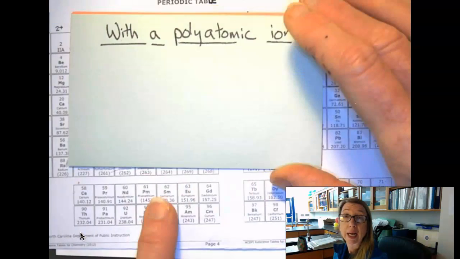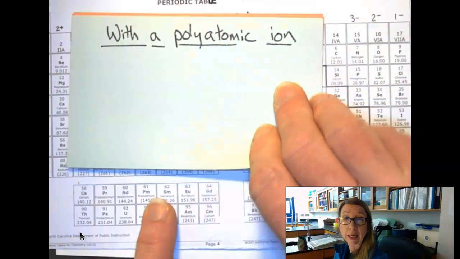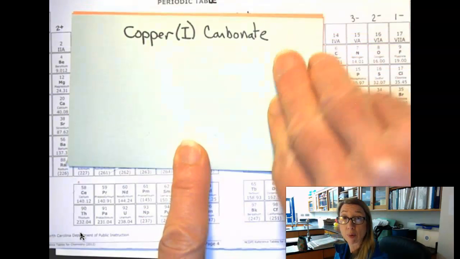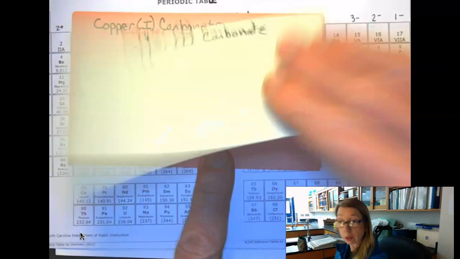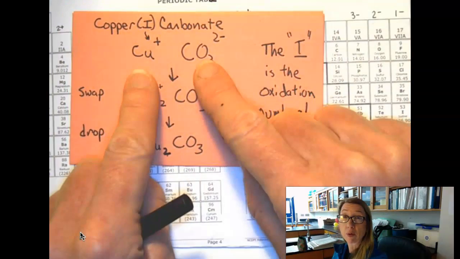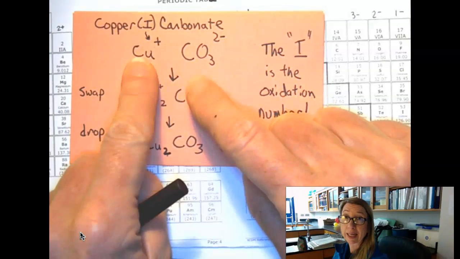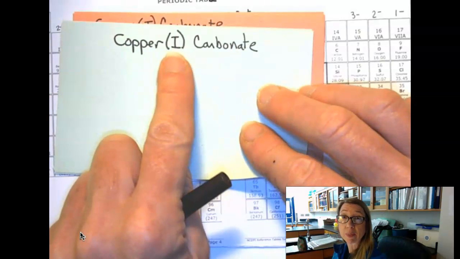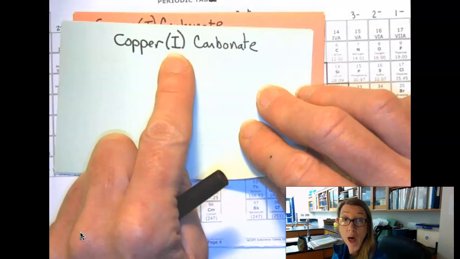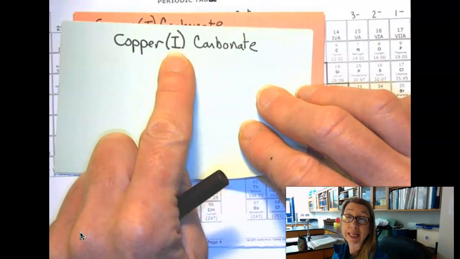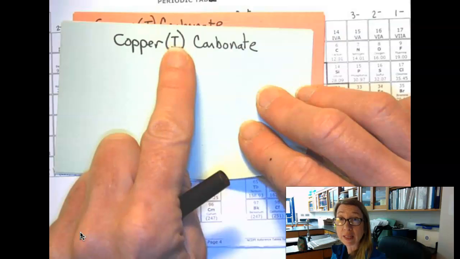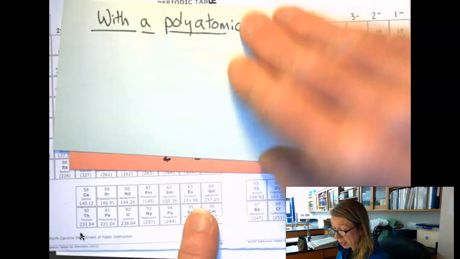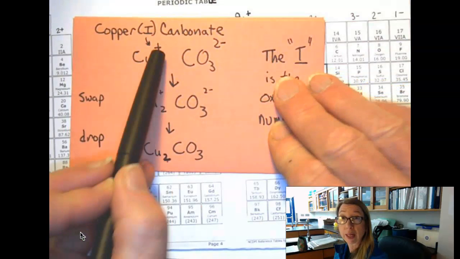So let's look at how to do this when you have a polyatomic ion. This is pretty easy, but just happens to scare people. So let's say we had copper 1 carbonate. Well, we would start by writing down both the cation and the anion. The copper 1, this is the biggest mistake I see. People see that 1 and they think it means there's one copper atom in this compound. No, this 1 tells us how the copper bonded. It is the oxidation number. So what you need to do is write Cu plus 1.